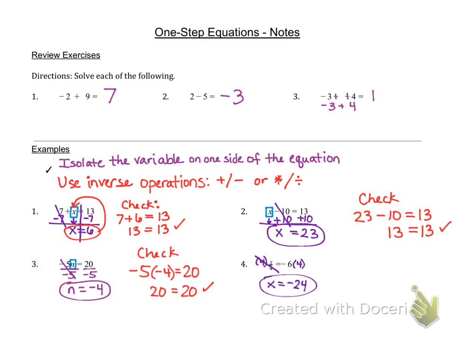Now let's check our answer. I'm going to substitute negative 24 into my equation for x. So negative 24 divided by 4 is equal to negative 6. And negative 24 divided by 4 is a negative 6. So we have negative 6 is equal to a negative 6. So we solved that correctly.